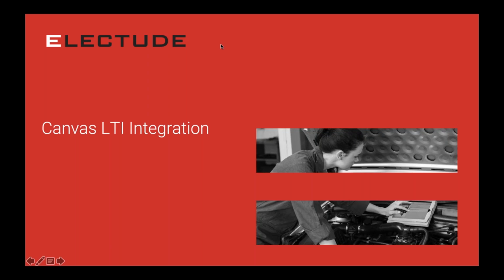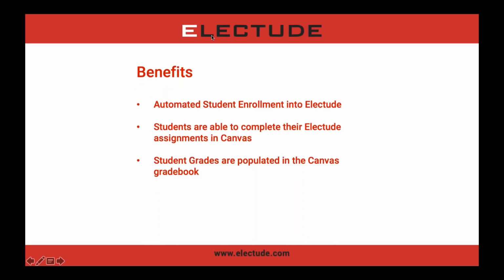So what are we covering here today? We're going to be covering our Canvas integration with Electude. We use an LTI 1.3 integration, which isn't anything you need to concern yourself about. It's just the most up-to-date integration that you can have with Canvas. So what are some of the benefits of this integration?